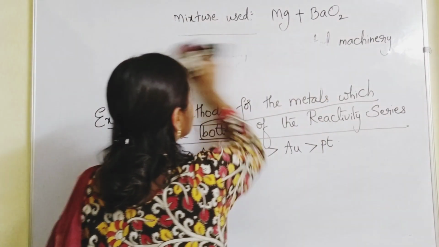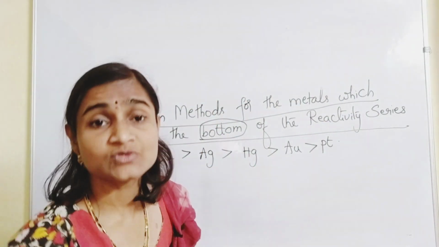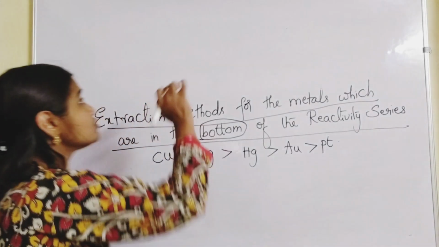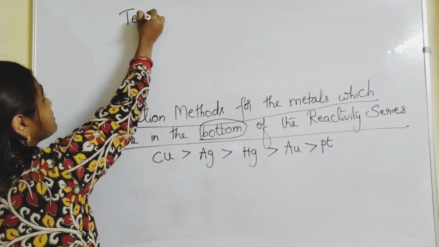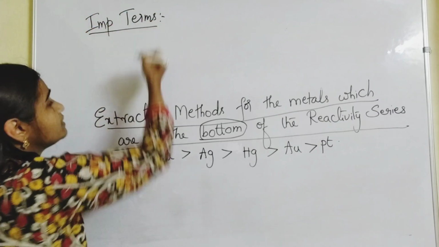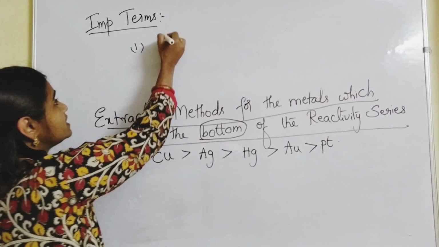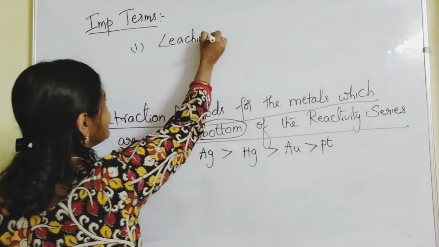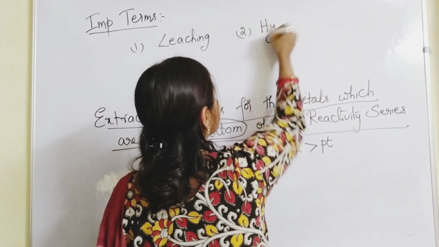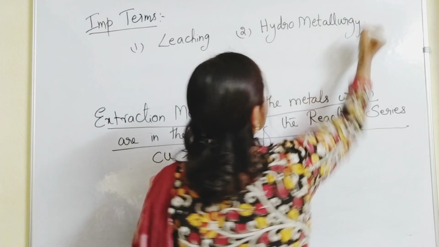Before I introduce these extraction methods for metals in the bottom of the reactivity series, I should introduce certain important terms. Two important terms I will introduce. The first one is leaching, and the second one is hydrometallurgy.